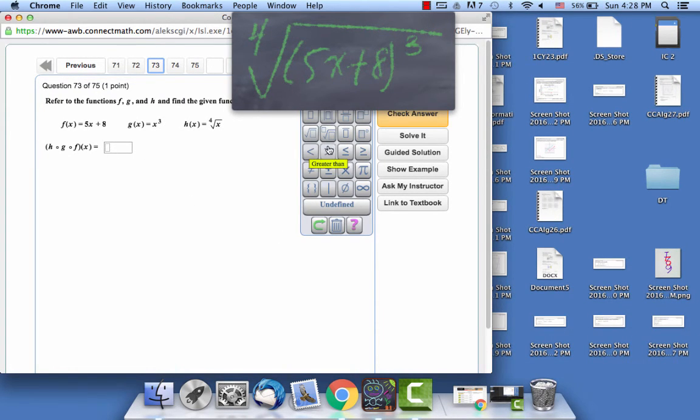So let me see what I can get here. Okay, I'm going to do it this way, and I think that'll be fine. There. Fourth root of, parentheses, try again, 5x plus 8.